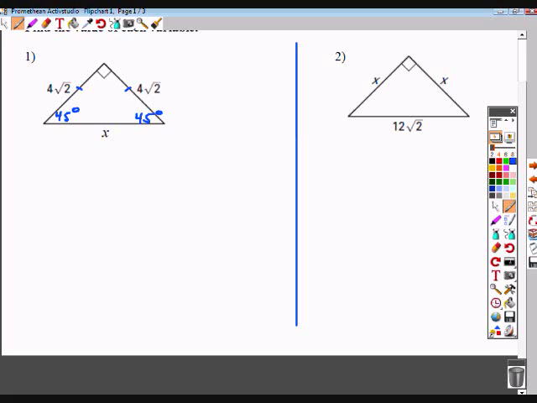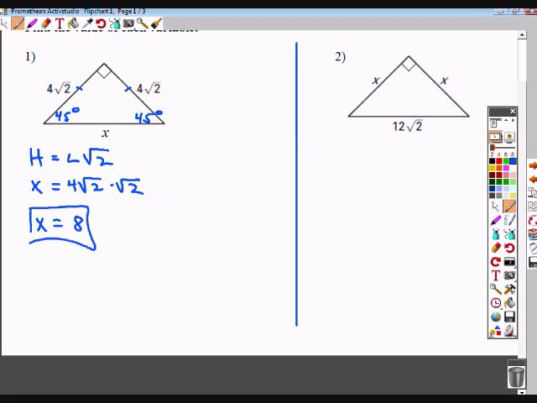In a 45, 45, 90, we said that H ended up equaling the leg times radical 2. Okay, so in this problem, X represents the hypotenuse. Our leg is 4 radical 2. I'm going to go ahead and multiply that by radical 2 as well. So in solving this problem, you should get X equal to 8, because radical 2 times radical 2 is 2, and 4 times 2 is 8.